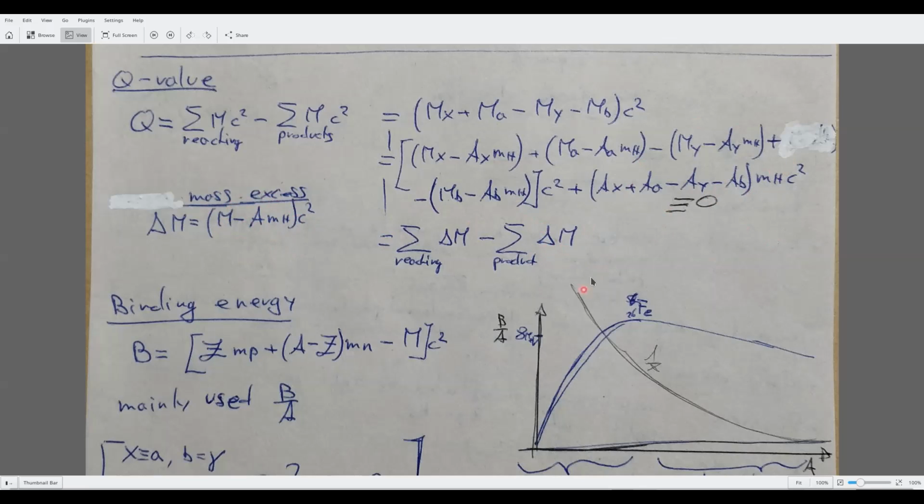Here you can see the equation. This is just by definition. The atomic mass number is more or less exactly the baryonic number of the reaction, so this is 0, and this is cancelled. The Q value is actually the energy released by the reaction.